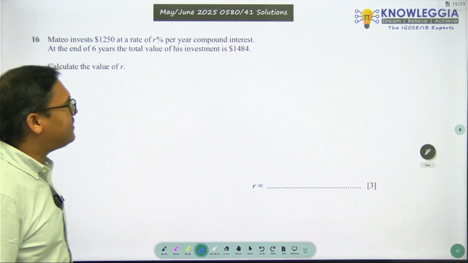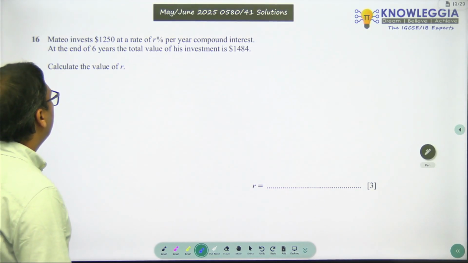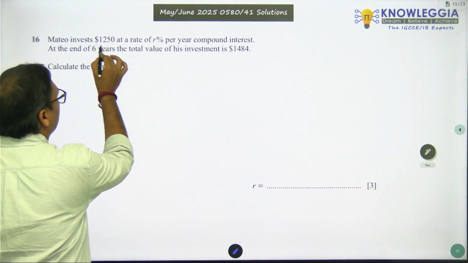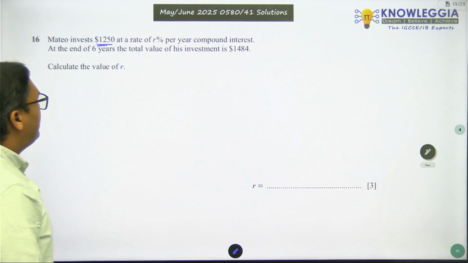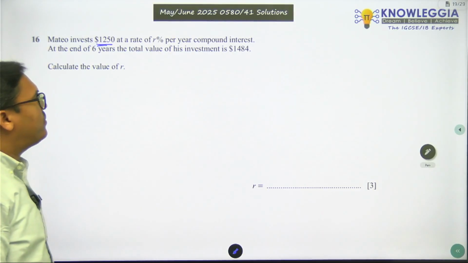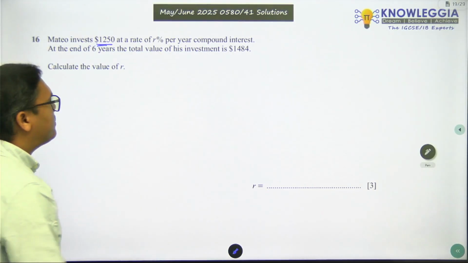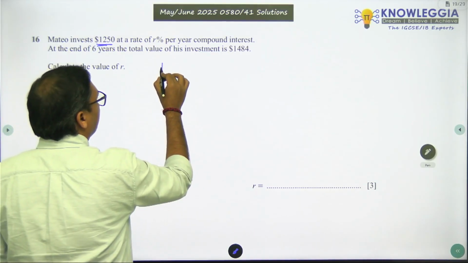The next question here is: Meteo invests $1250 at a rate of R% per year compound interest. At the end of 6 years, the total value of the investment is 1484. Find the value of R. So this is a pretty easy question. What is the final value?